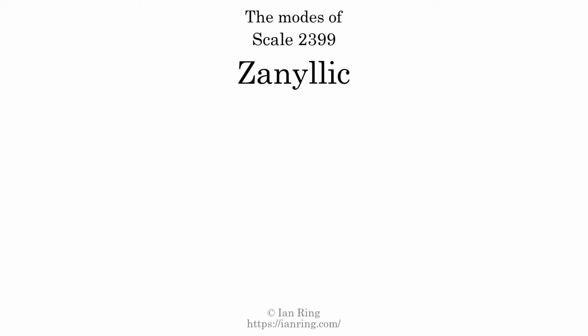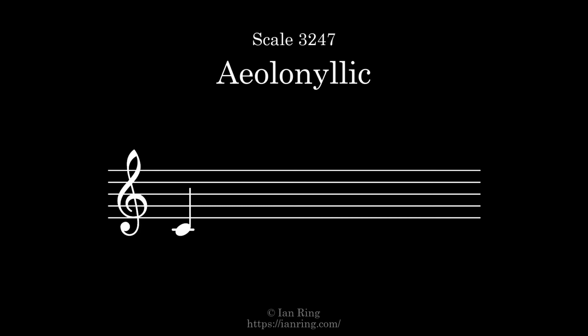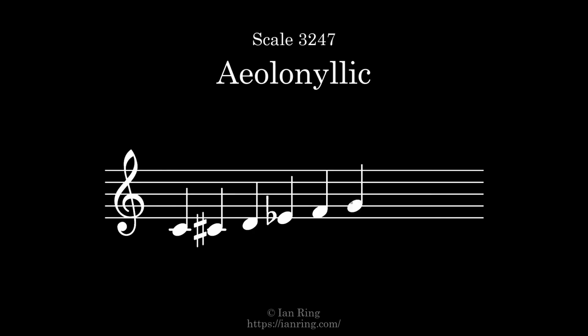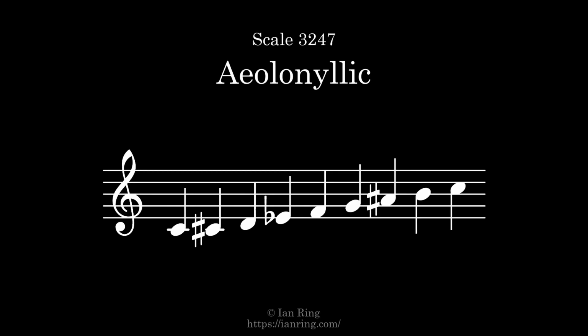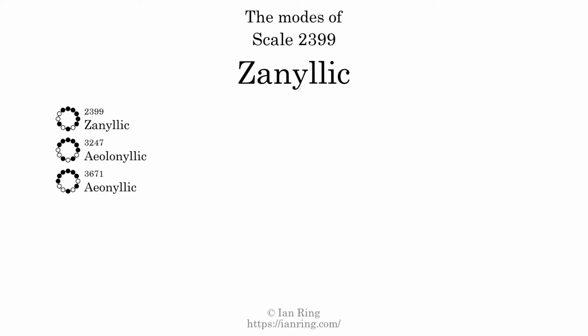This scale has 8 modes. The first mode is itself. The second mode is scale 3247, also known as Zanyllic. It sounds like this. The third mode is scale 3671, also known as Zanyllic. It sounds like this.